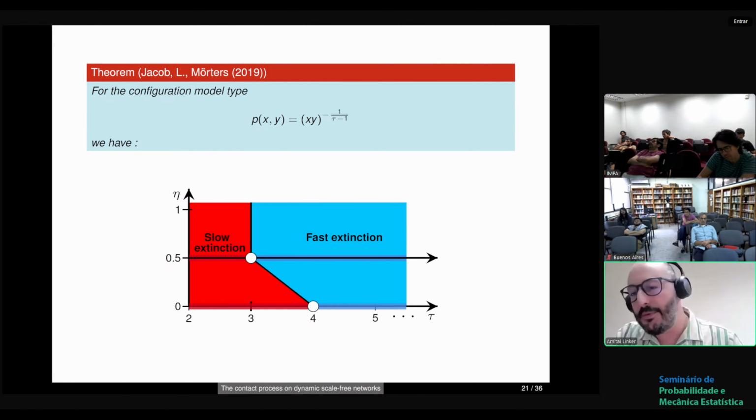Okay, actually, our result is much richer than this, but for me to show it, I need to talk a little bit about the proof.